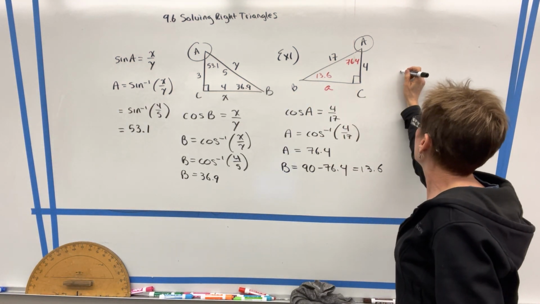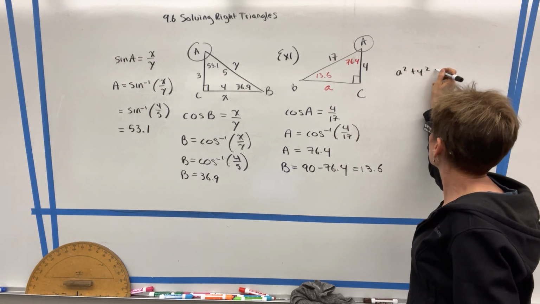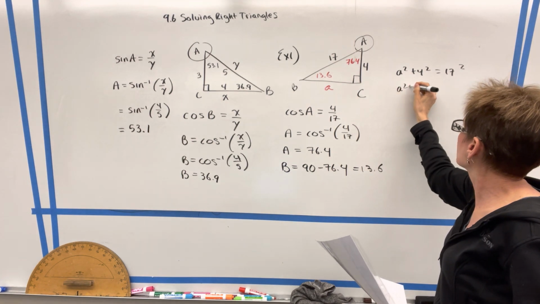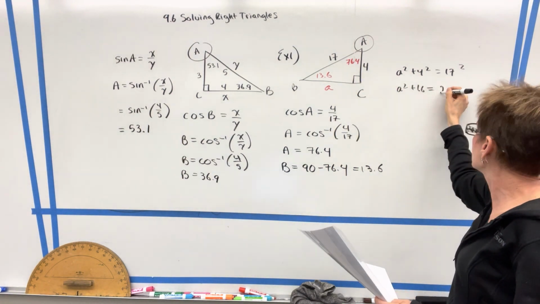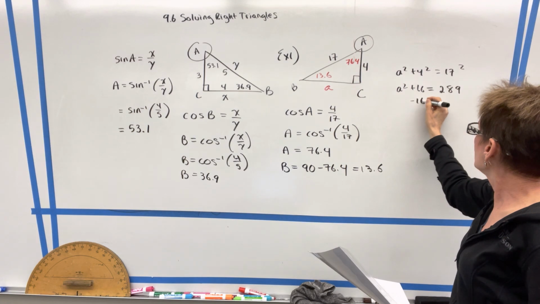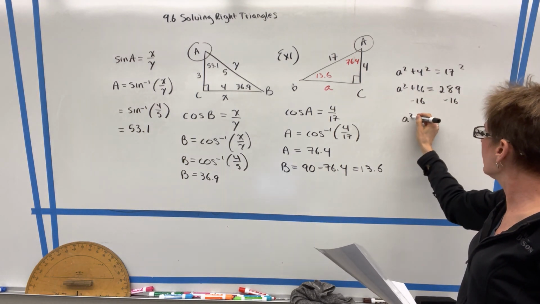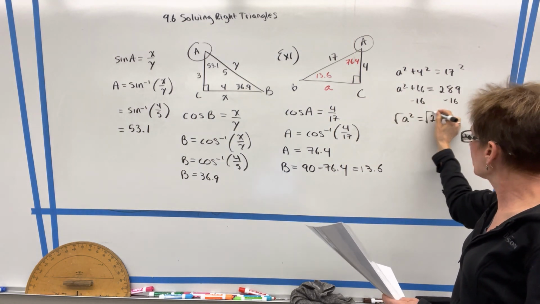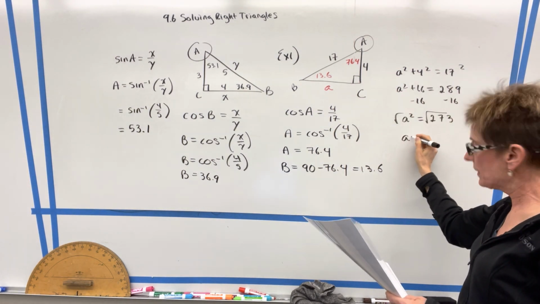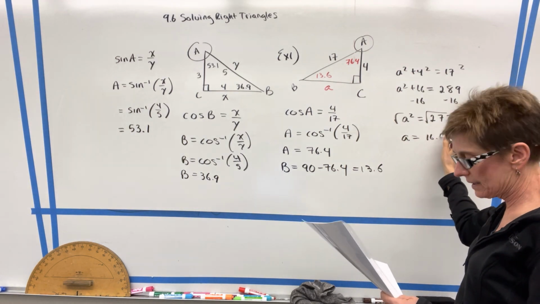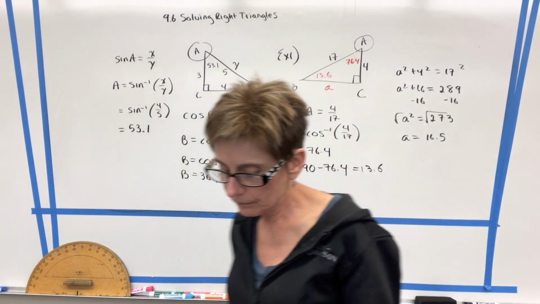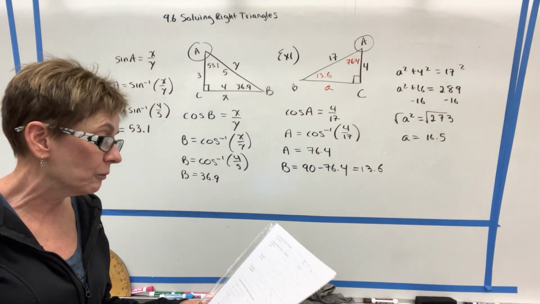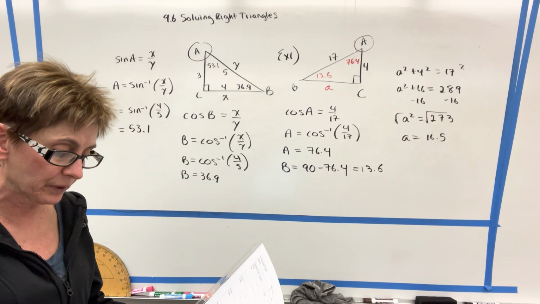So we would say a squared plus 4 squared equals 17 squared, or a squared plus 16 is equal to 289. We would subtract 16 from both sides and get a squared is equal to 273. Take the square root of both sides. If we want to put this in decimal form, it would be about 16.5. There are actually no pairs there. So if you wanted to leave it in radical form, it would just be square root of 273.